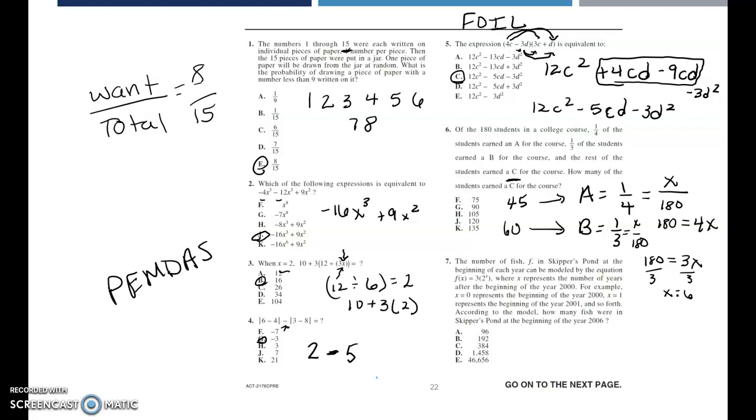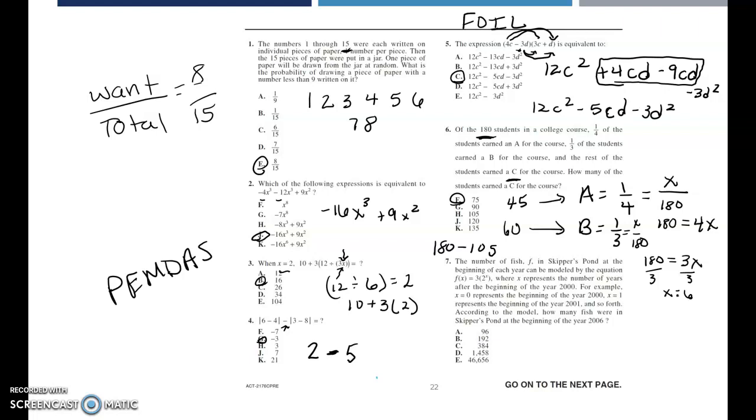How can we find what C is? Well, they have to add up to be 180, right? So what is 60 plus 45? Hopefully you're saying 105, right? And then we need to do 180 minus 105, which is 75.